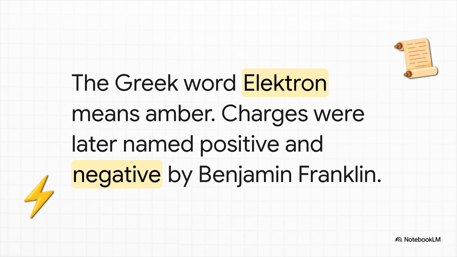Fast forward a few centuries, and scientists began to realize there were exactly two distinct kinds of electrification. Bring two rubbed glass rods together and they repel, but a rubbed glass rod and a rubbed plastic rod, they attract. It was actually the American scientist Benjamin Franklin who figured out that these two types of charges can completely neutralize or nullify each other's effects. Because of that mathematical cancellation, he elegantly named them positive and negative.